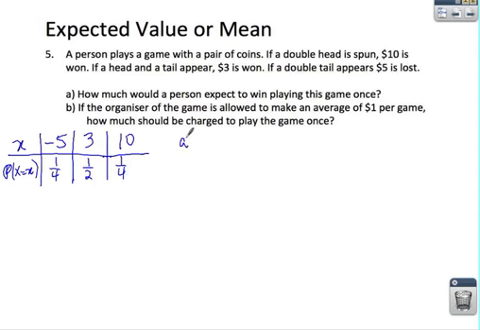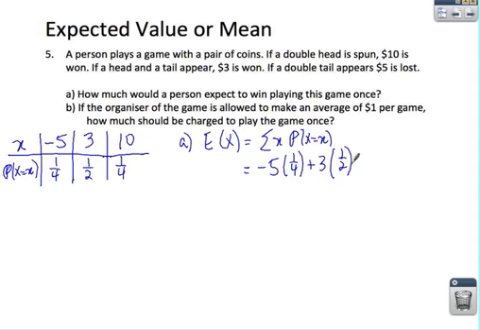So now to answer part A, how much would a person expect to win? The expected value would be, again, the summation of each outcome times its probability. The calculation would look like this. It's -5 times 1/4 plus 3 times 1/2 plus 10 times 1/4 for a total of 11/4. And since we're working with money, it makes sense to convert this to decimal. So $2.75.